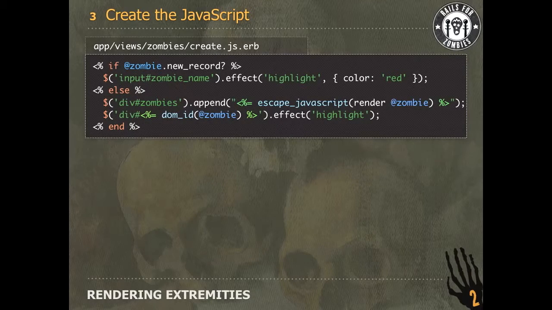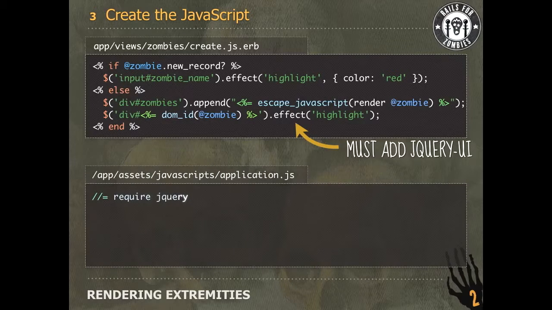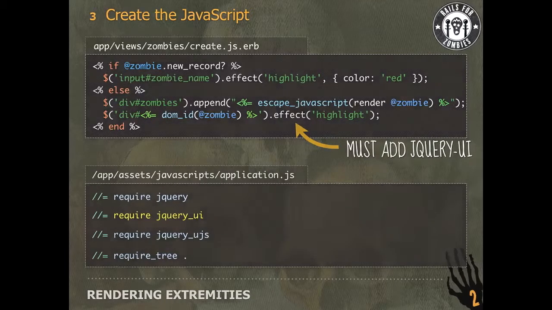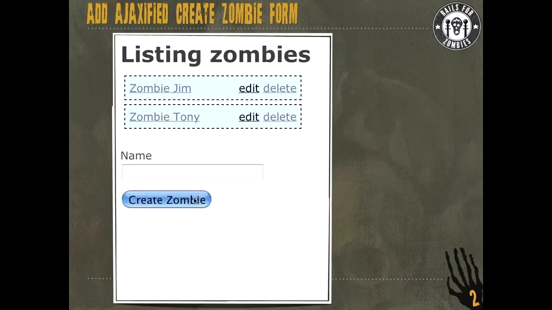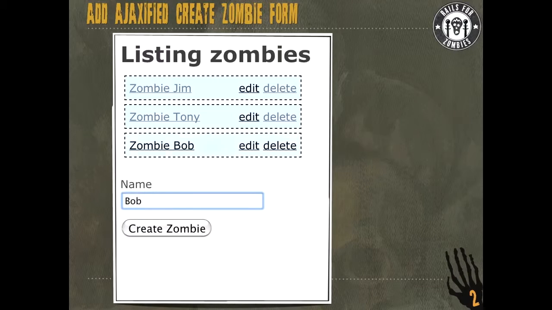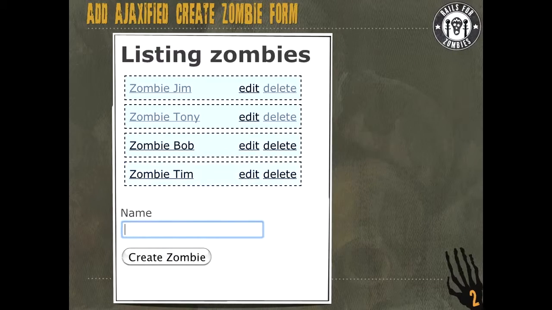Since we're using the highlight effect here, we're going to have to add jQuery UI to our JavaScript libraries. To do that, we're going to jump into the application.js, and all we have to do is require jquery-ui. That's all there is to it. Now, here's a screencast of it in action. So we click Create Zombie, and it doesn't work. It gives us that red. We can then start adding zombies, and they get added right on to the list of the zombies and highlighted.